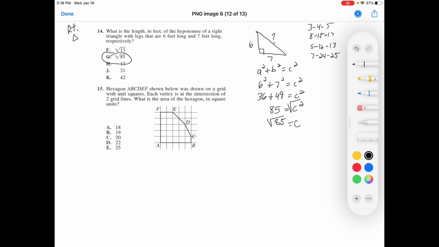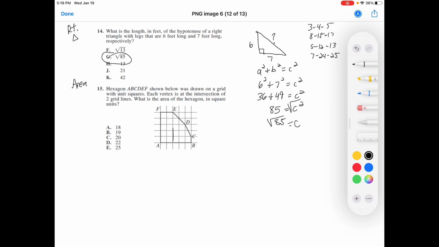Okay, 15 is going to be an area question. An area is how many square units are inside of a shape. So we have a hexagon, and it wants to know the area of the hexagon, so we need to figure out how many squares are in there. And so there's multiple ways to do this. You can do it by counting. You can find the area of rectangles and add them up real quick.